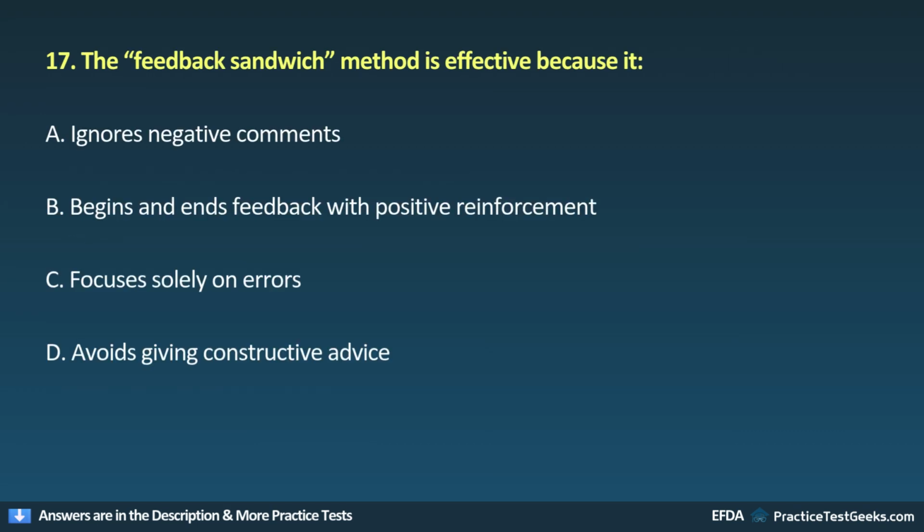17. The feedback sandwich method is effective because it does what? A. Ignores negative comments. B. Begins and ends feedback with positive reinforcement. C. Focuses solely on errors. D. Avoids giving constructive advice.